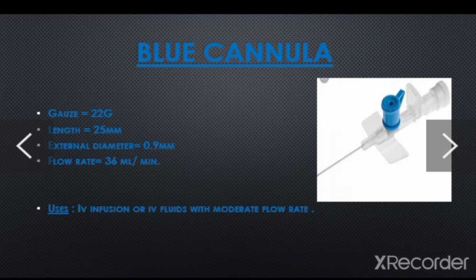This is a blue cannula. The gauge is 22 gauge, the length is 25 mm, the external diameter is 0.9 mm, and the flow rate is 36 ml per minute. And the use is that it is used in IV infusion or IV fluid administration with a moderate flow rate, when we have to insert the fluid at a moderate flow rate. It is also a commonly used type of cannula.